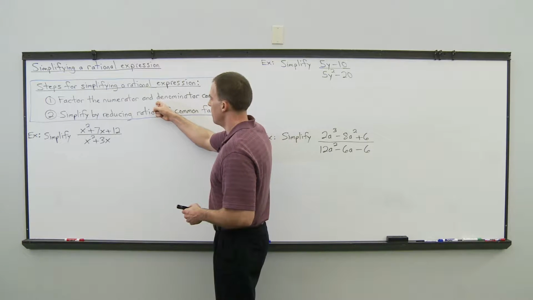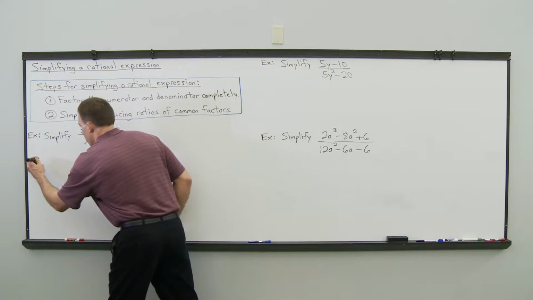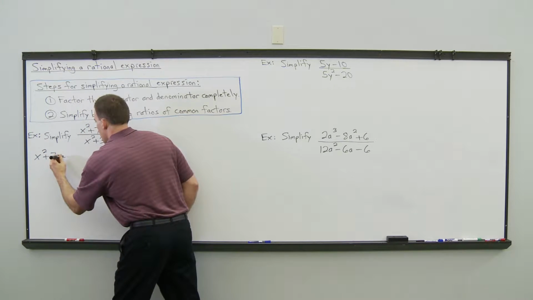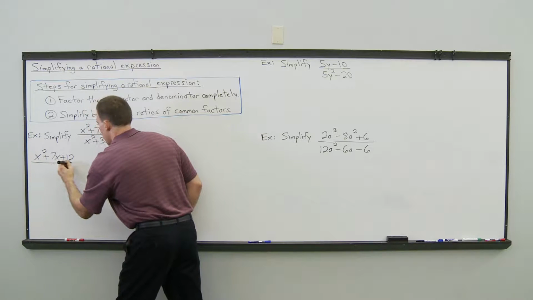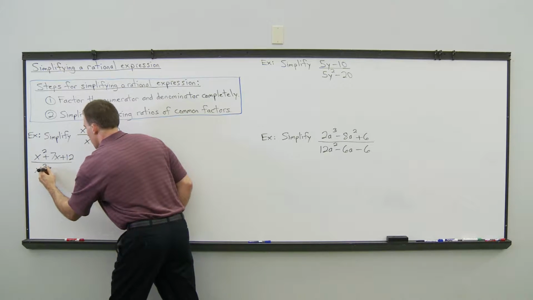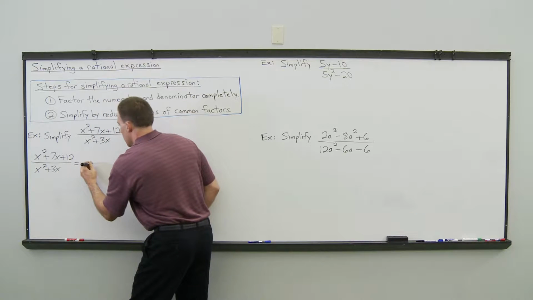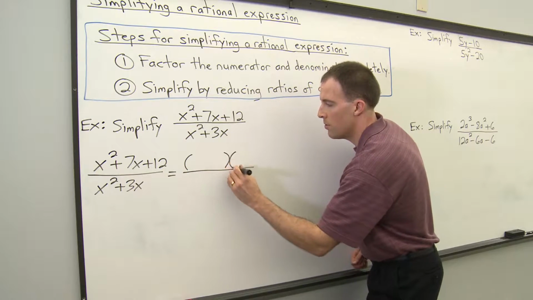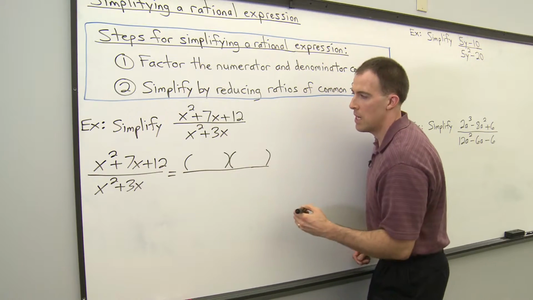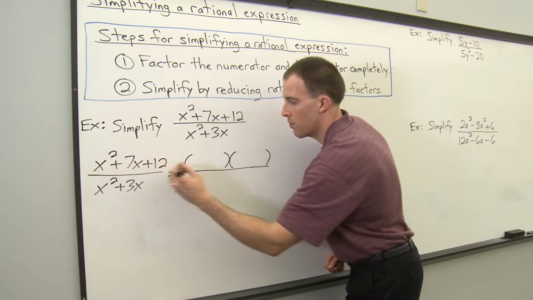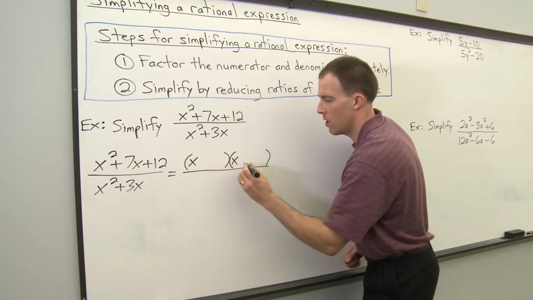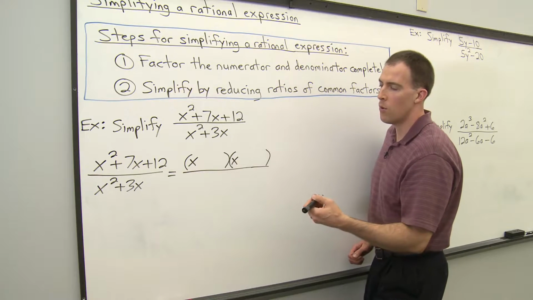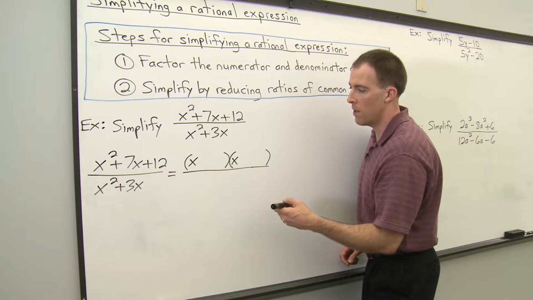So our first step is to factor the numerator and denominator completely. I'll copy the expression here, x squared plus 7x plus 12 over x squared plus 3x. In order to factor the numerator, it's a trinomial, so I'll create two sets of parentheses for the two factors. And I would think what times what is x squared. That would be x times x. And then what times what is 12. That could be 4 times 3, or 6 times 2, or 12 times 1.